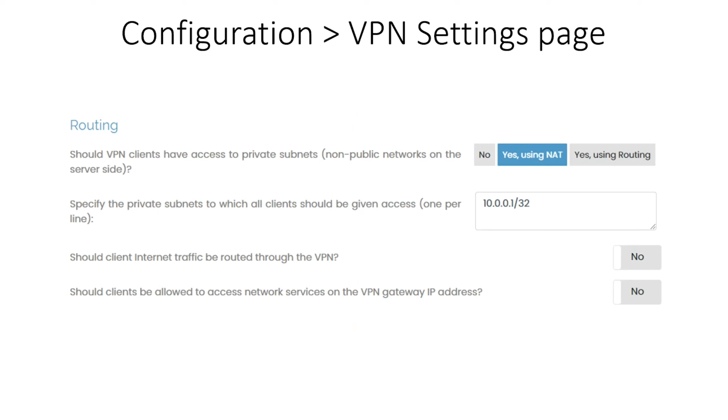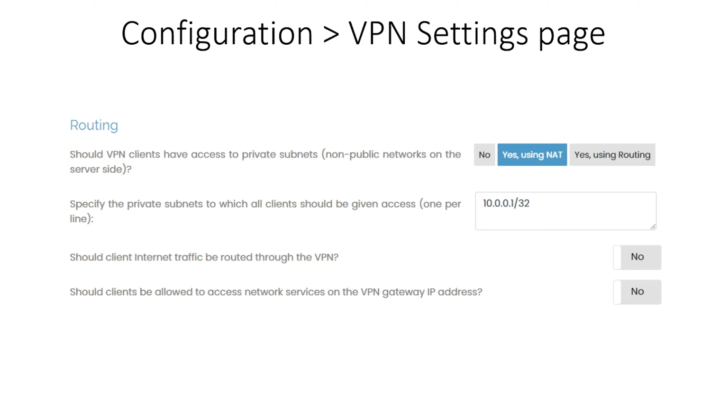In the web-based admin interface of the Access Server, you can go to Configuration and then the VPN Settings page. Here in the section titled Routing, we can configure the global access control. By setting the first option to Yes using NAT, we are telling the Access Server that all groups and users may have access to resource 1, IP 10.0.0.1. The /32 you see here means that we want just this one IP address.